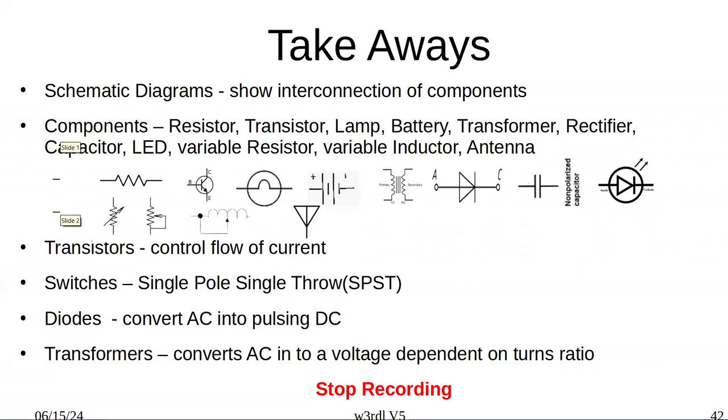Okay, so we learned schematic diagrams are used to show the interconnection of components that are represented with those specific diagrams. Transistors control the flow of current. Switches either open or close the circuit. Diodes used as rectifiers convert AC to pulsing DC. And transformers convert an AC voltage to a different AC voltage depending on the turns ratio.